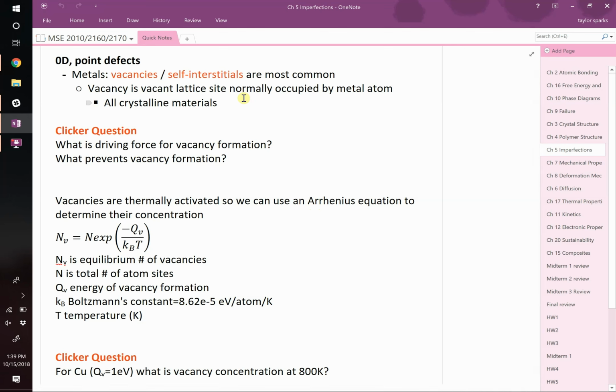So a vacancy is just a vacant lattice site. You would normally expect an atom to be there, a metal or something, but it's not there, right? And all crystalline materials have vacancies. They don't all have them to the same amount though, right? So maybe turn to a neighbor and talk about, in terms of driving forces, what drives vacancy formation, and then what prevents vacancy formation. Turn to a neighbor and discuss this.